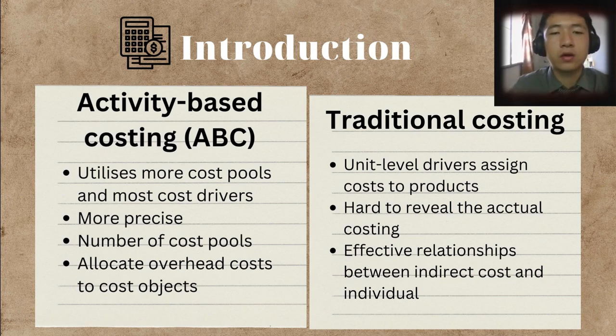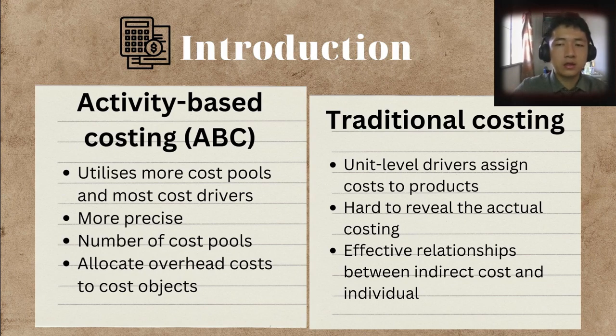Today, I want to introduce the difference between activity-based costing (ABC) and traditional costing. ABC utilizes more cost pools and more cost drivers. Cost drivers are the allocation criteria used to allocate costs between different departments and sectors. ABC is more precise, and the number of cost pools allows allocation of overhead costs to cost objects.